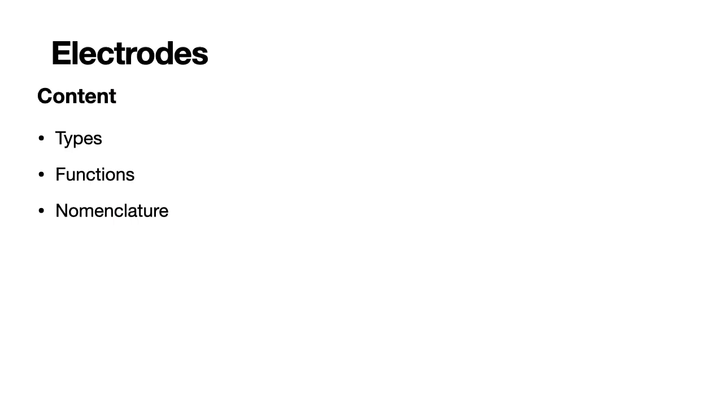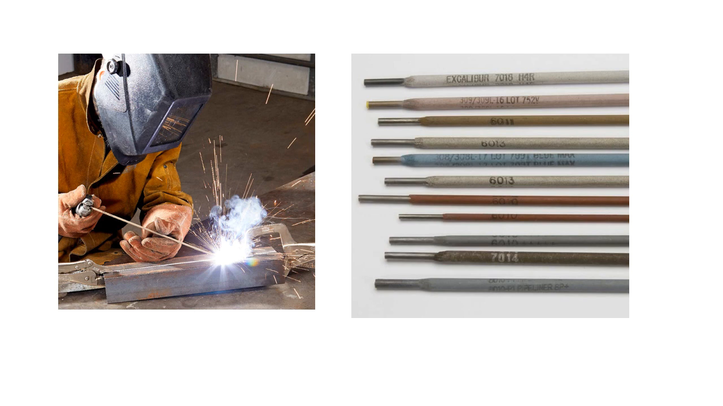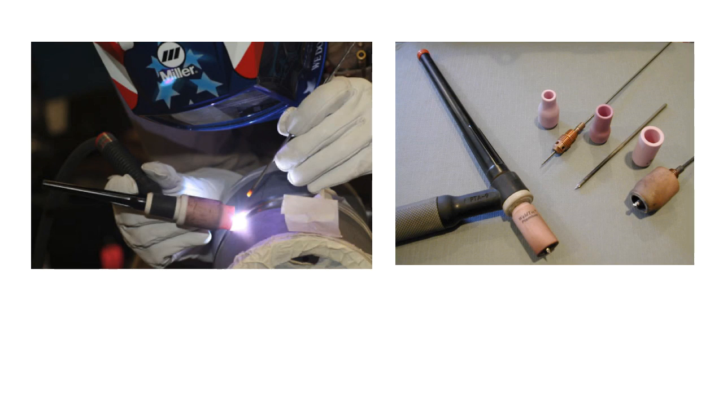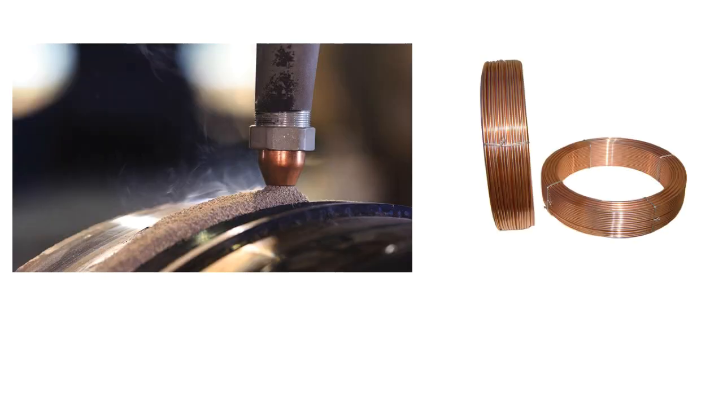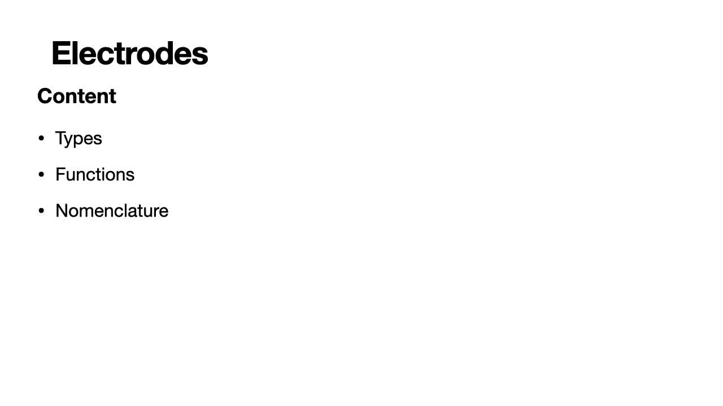So what I meant to say with all these three slides was that based on the different welding processes, there will be different types of electrodes produced, and each of the electrodes will have various functions. Through this lecture we will try to understand what the basic types of electrodes are, what their functions are, and the basics regarding the nomenclature of electrodes.